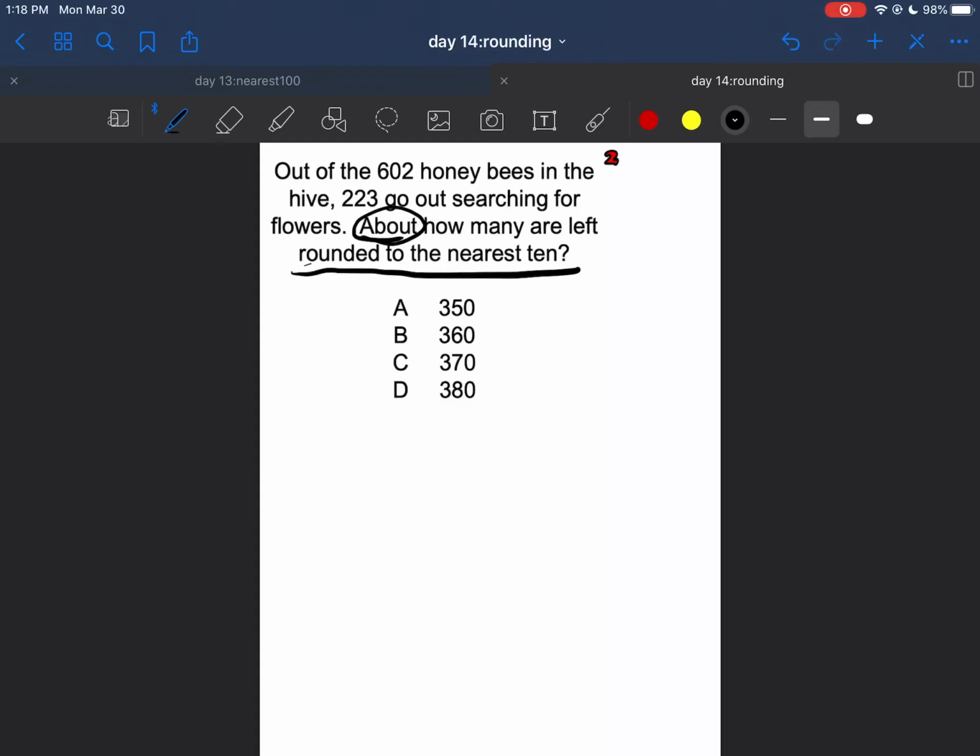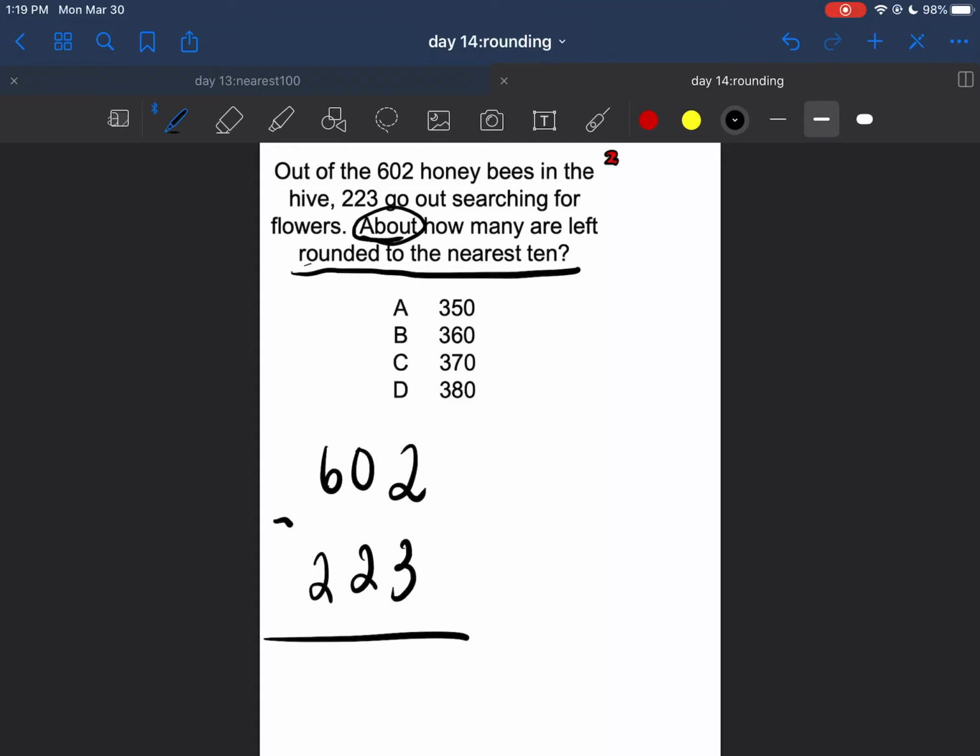All right, you can solve this one together with me in your notebook so you have an example. We know that 602 bees are in the hive. And we know that 223 go out searching for flowers. So if they are going out, are they adding to the amount of bees, or are we taking bees away? We are subtracting bees away. So I'm going to solve first, and then I'm going to round.